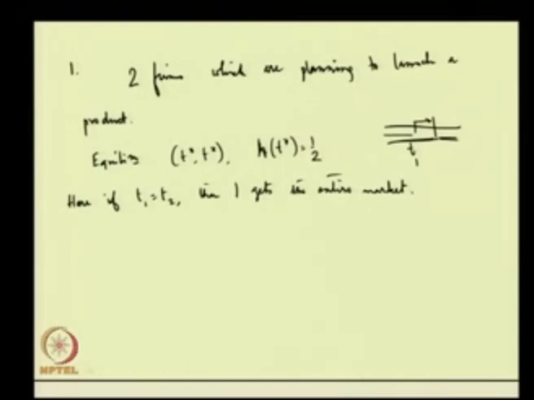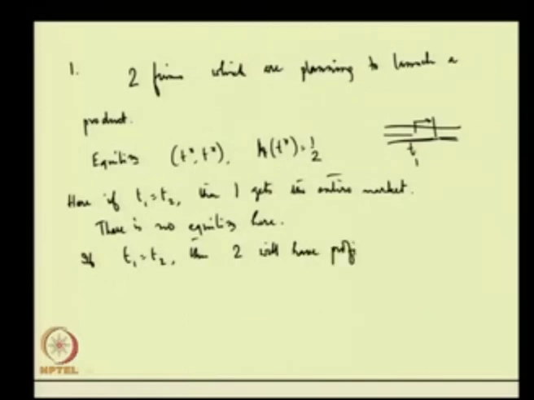Question is, what is the equilibrium? Our claim is that there is no equilibrium here. And what is the reason? Reason is that if T1 is equal to T2, then firm 2 will have a profitable deviation. Remember that when T1 is equal to T2, the market entirely goes to firm 1. So, firm 2 will choose a time which is less than T1 and will get some portion of the market, does not matter what, but it will get some positive portion of the market. So, deviation by 2 is profitable.